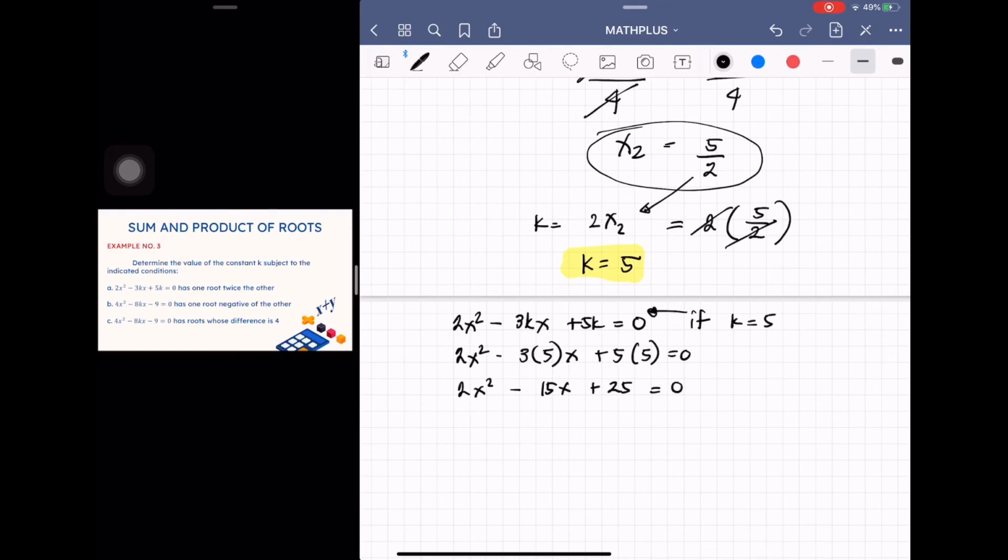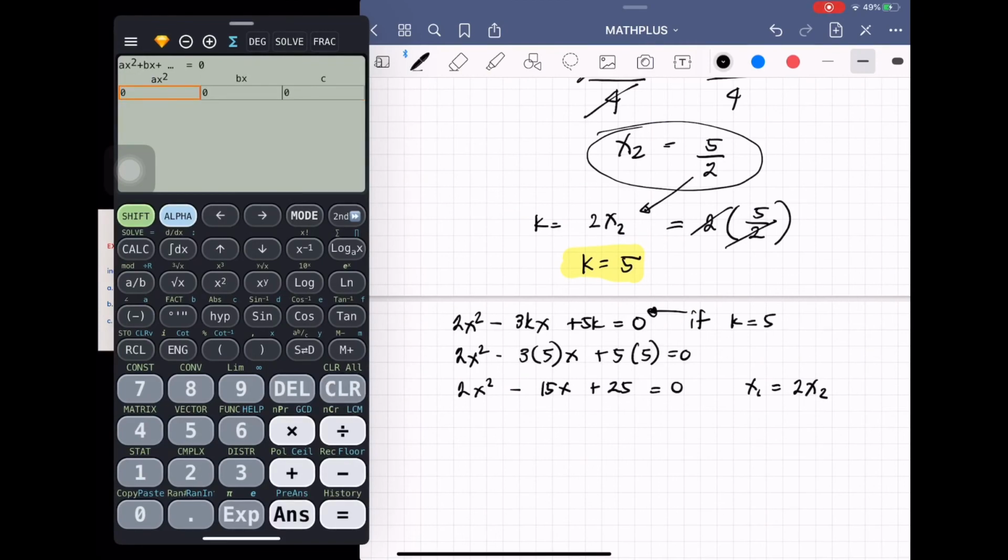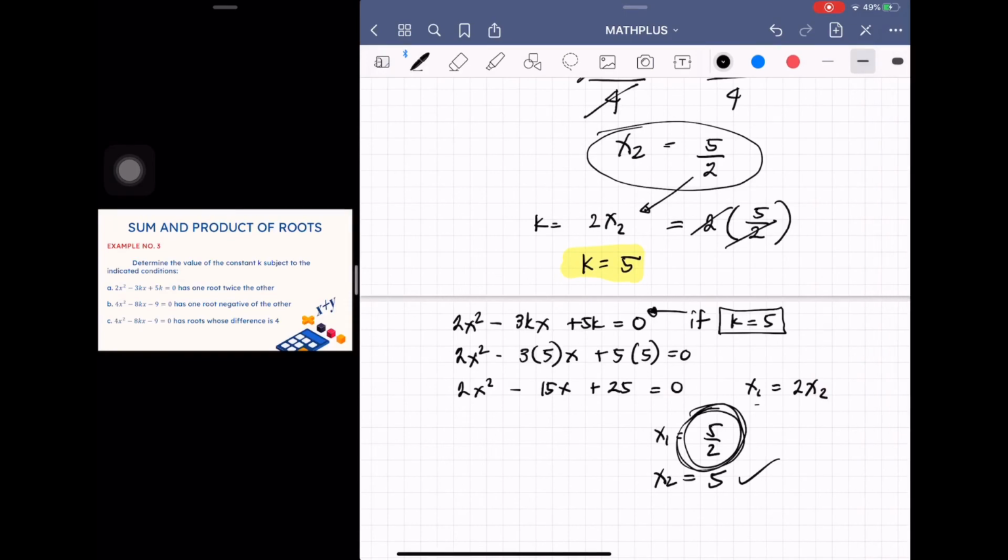The condition in the problem is one of the roots will be twice the other root. So what we're going to do is get our calculator and check the roots that we have. So you have there 2, negative 15, positive 25. So you'll be able to get roots wherein one of the roots is 5 halves and the other root is 5. So, diba tama naman? If you take twice of one root, so kung dodoblehin mo to, si 5 halves, you'll get 5. So, one root is twice the other. Okay, which means our answer where k equal to 5 is correct. Okay, and that's how you use your sum and product of the roots to solve these kinds of problems.